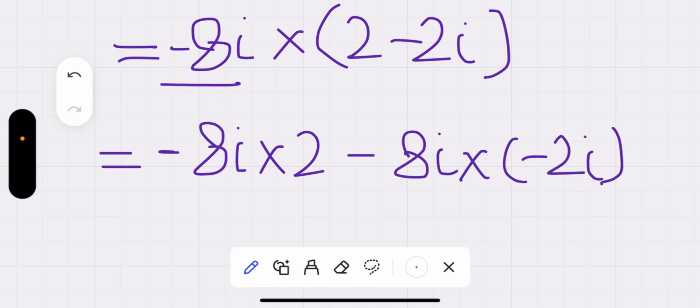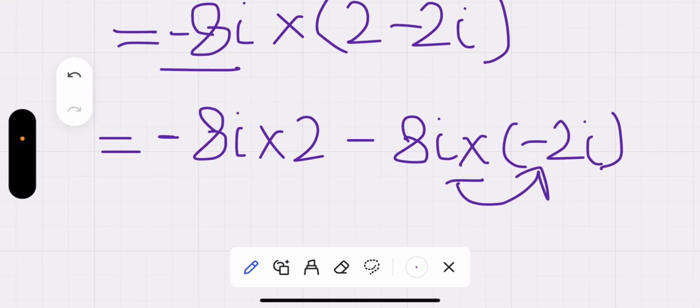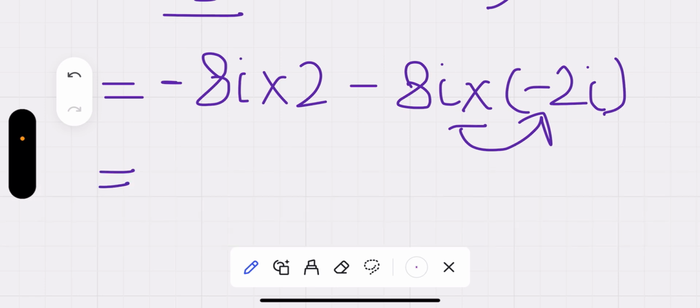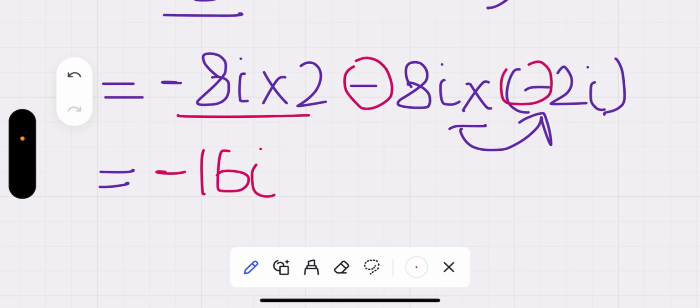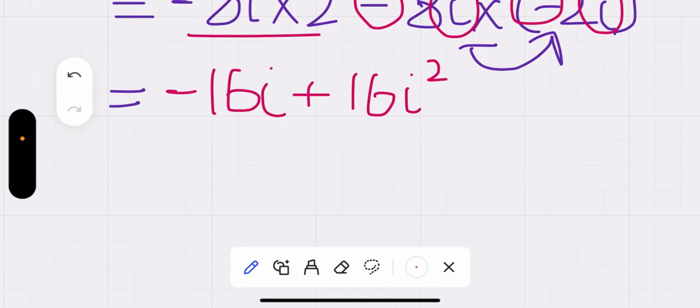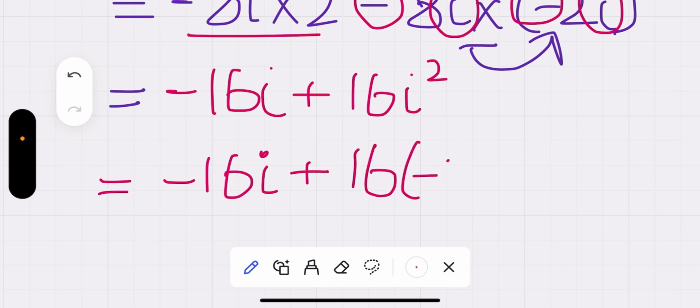Okay, we must use a bracket here because this is the multiply sign and this is the minus sign. We can't write two signs together, so it's appropriate to use a bracket. Okay, negative 8 times 2 is negative 16 iota, and here negative and negative gives a positive sign. So 8 times 2 is 16. Iota times iota is iota square, because there are two iotas being multiplied. Okay, negative times negative gives minus 16 iota and plus 16 iota square. Iota square we shall replace by minus 1.